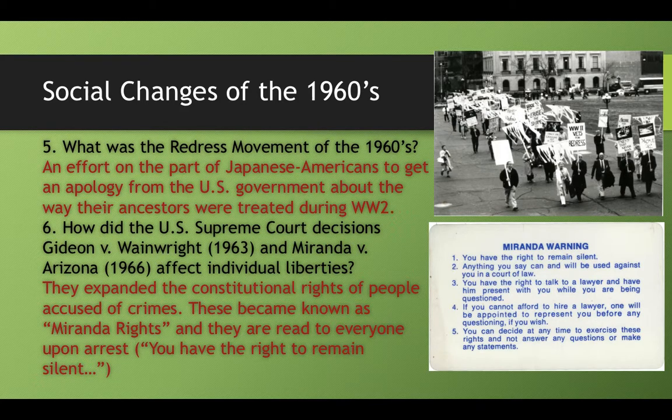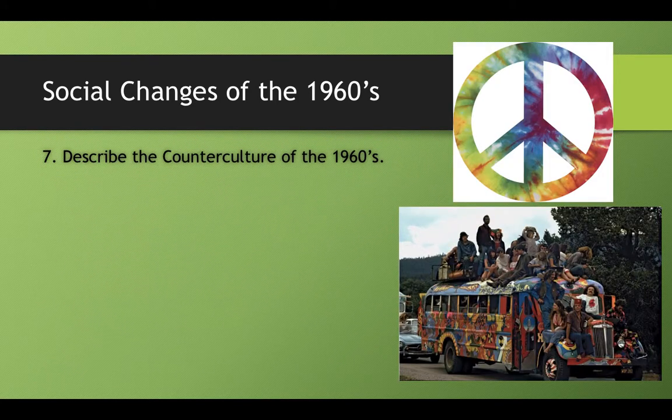And these were guaranteed with these Supreme Court cases, saying that if you are accused of a crime, you don't have to incriminate yourself, just like the Fifth Amendment said. You have the right to have an attorney, for someone to represent you, et cetera, et cetera. So it really clarified the rights of people who are accused of crimes.